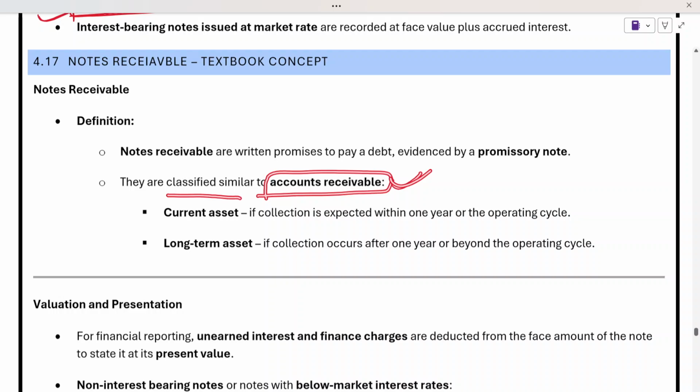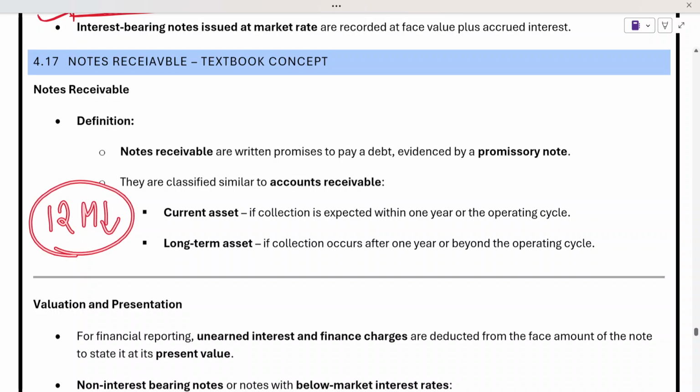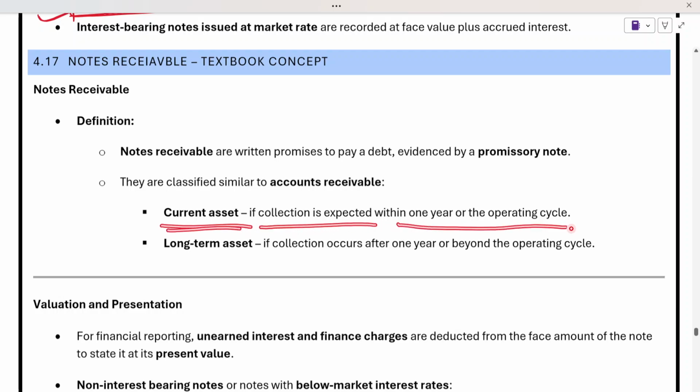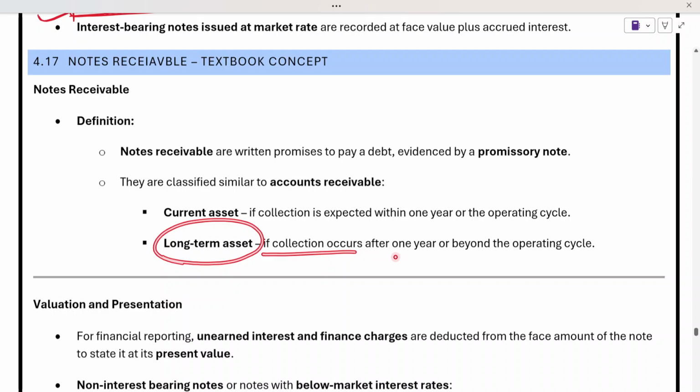Why? Because you are going to receive the money from other parties, and generally their tenure is below 12 months. If the tenure is below 12 months, they are treated as a current asset. The textbook says this is a current asset if collection is expected within 1 year or the operating cycle, as you know, this is the definition of a current asset. But if the asset is collected even after 1 year or beyond the operating cycle of the company, we can call it a long-term asset. So this is the overall definition of notes receivable as per the textbook.